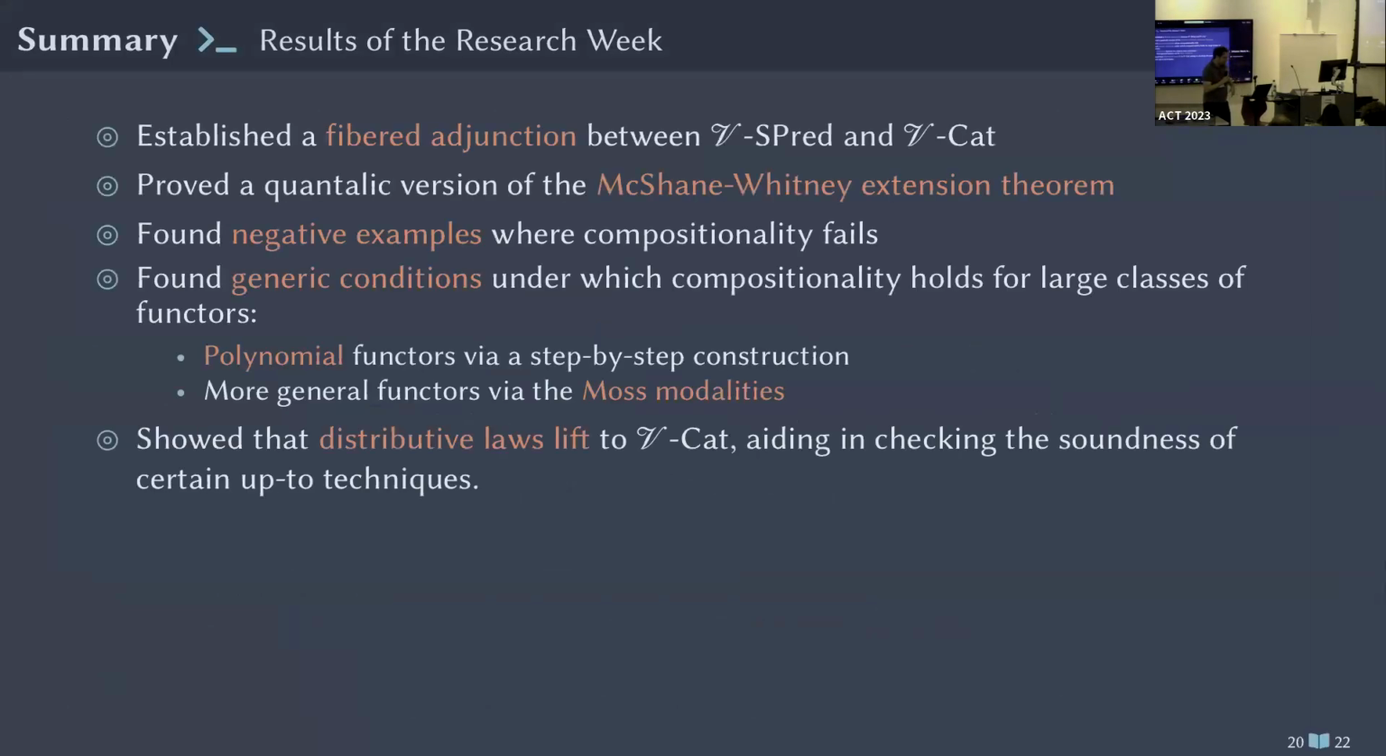Yeah, the up-to techniques I will not talk about very much. So here's a few of the results that we got. So we got some negative examples where compositionality fails. We got some conditions under which compositionality holds. As I mentioned, this is the first point. We established this fibered adjunction. Then we also proved some generic version of the so-called McShane-Whitney extension theorem, which is basically something about this V-valued spread.